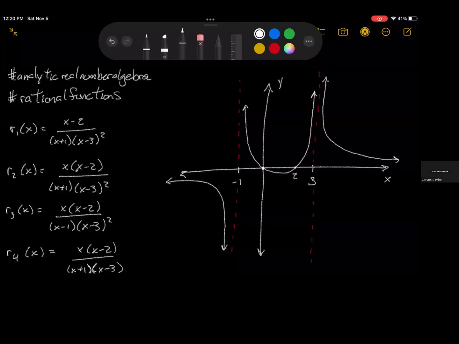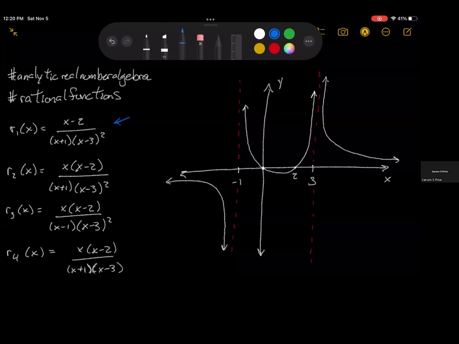Okay, let's work on this one. I've got four different possible rational functions and the graph of a rational function here. My goal is to figure out which one of these rational functions could give us the graph that's given to the right. So let's just go down the list. Let's start with r1 of x, the first function.